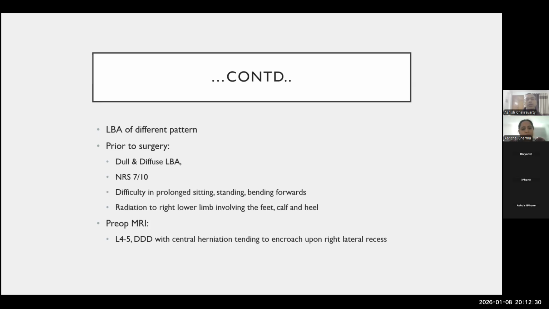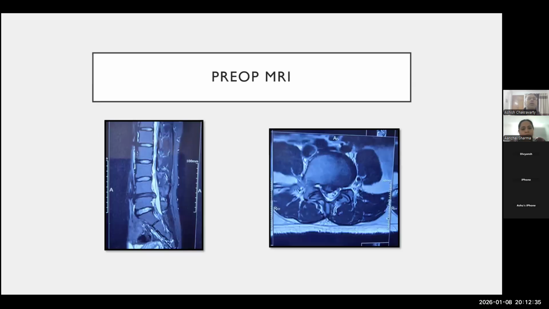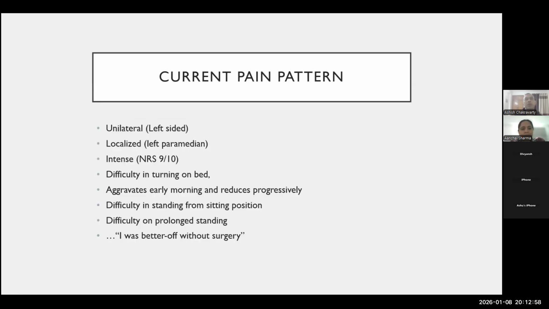On examining the pre-op MRI, there was degenerative disease at L4, L5 with herniation. As you can see in the image, he had a degenerative disc disease with herniation, and it was more a central herniation with a slight propensity to go towards the right lateral recess. And the current pain pattern was very different from what he had before.